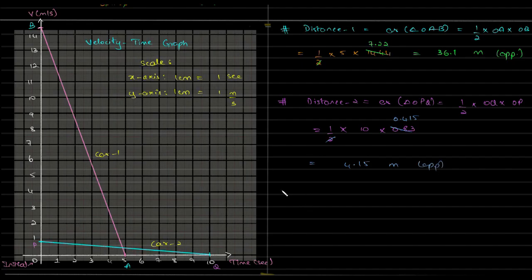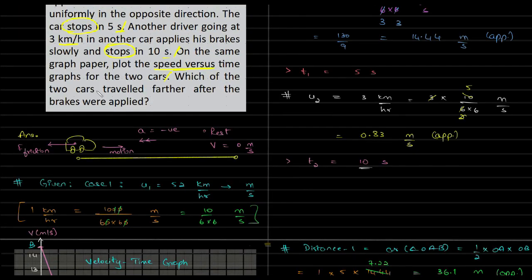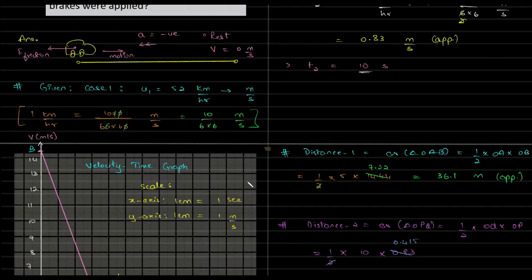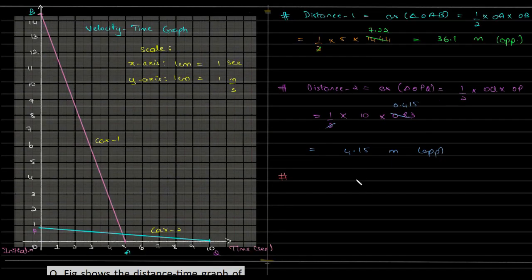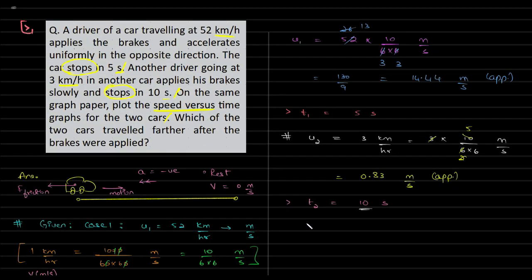Okay, the last bit of the question is, you can see over here, which of the two cars traveled further after the brakes were applied? So clearly the car 1. The car 1 traveled farthest, right? This is your complete answer.